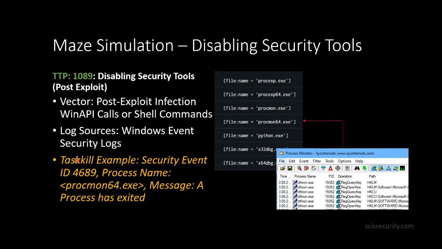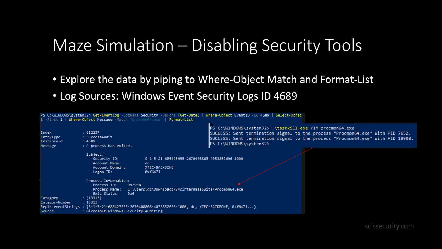But we might use taskkill, and a security event ID of 4689 is to terminate that task with Procmon64 to exit. So we could use WinAPI calls, shell commands, and your Windows log sources will use 4689 to actually denote that. So we're going to use taskkill to simulate a little bit of how that might look from a basic shell command perspective.